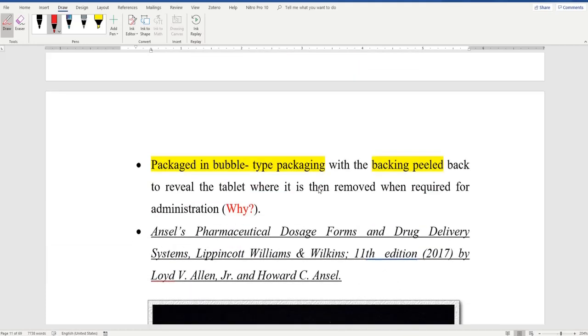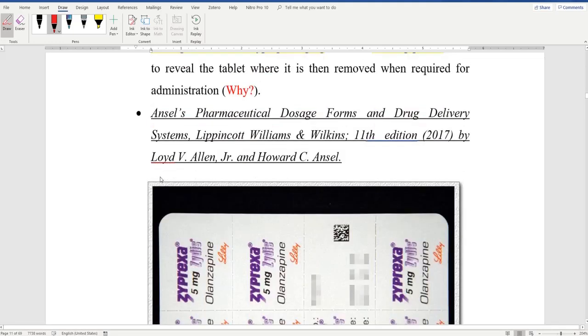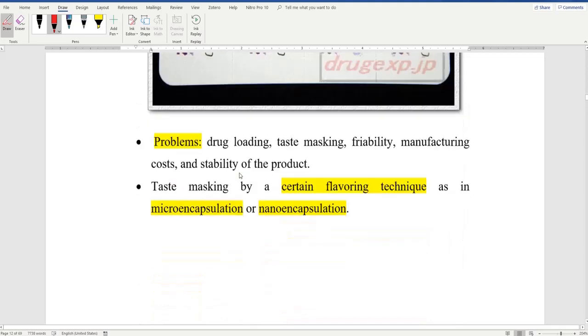Okay, now another thing, we need to put the tablets in bubble type packaging like what you see here.